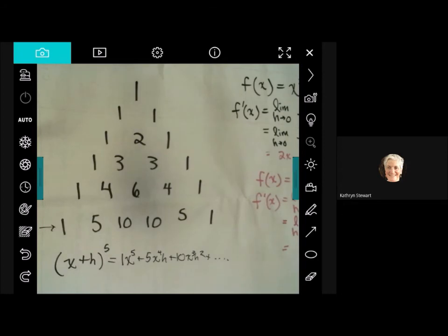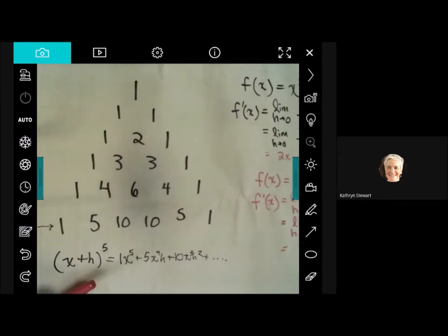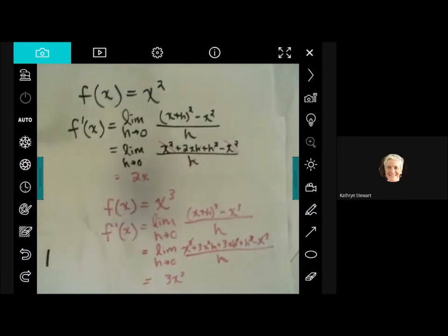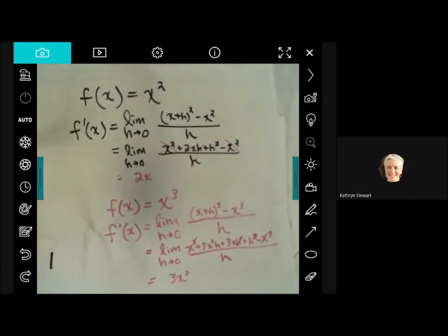Does that make sense? The power rule lives in the binomial expansion, in Pascal's triangle. If you don't quite see it yet, just spend a little more time and I think you'll see it. Okay? Cool. I hope that was kind of fun.